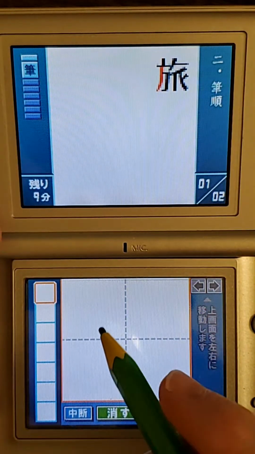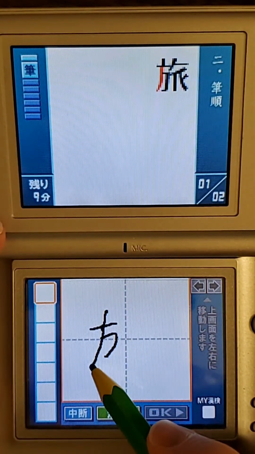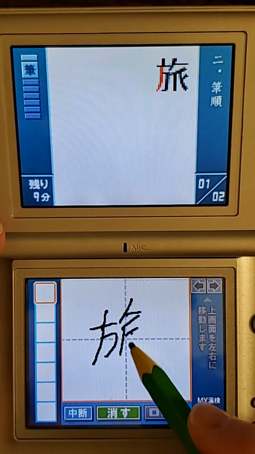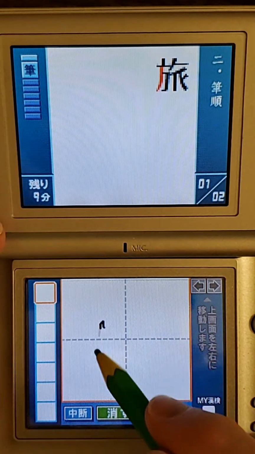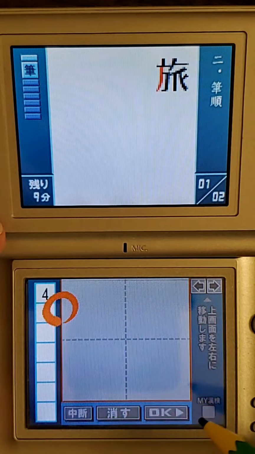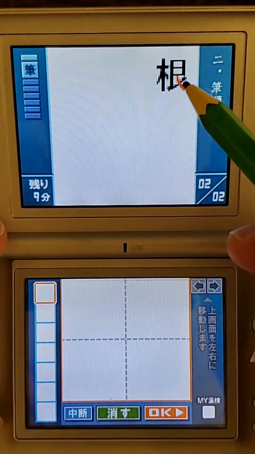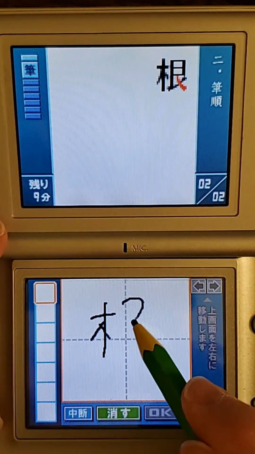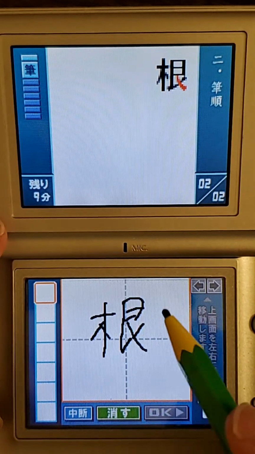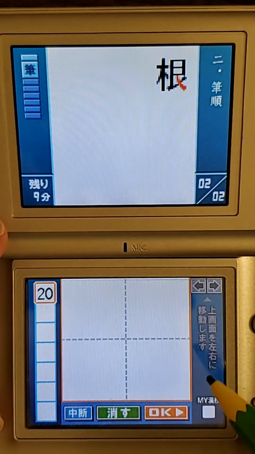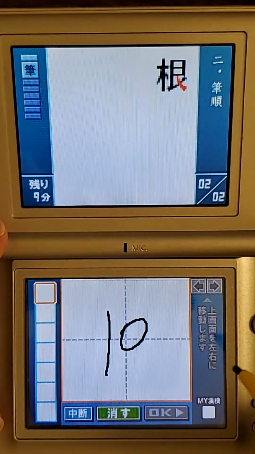See, kakijun, the order of writing. Ichi, san, shi. It's messed up, but shi. Alright, 1, 2, 3, 4, 5, 6, 7, 8, 9, 10. So stroke order is 10, not 20. 10.